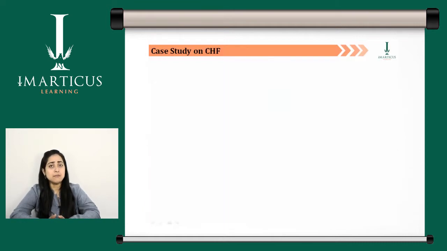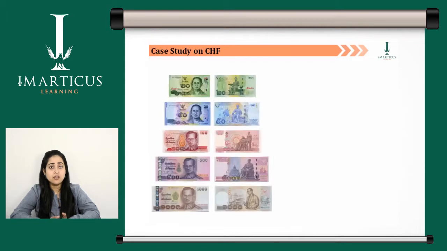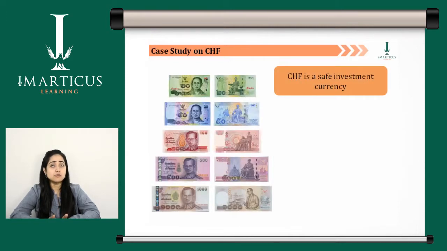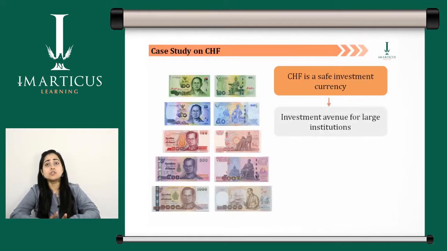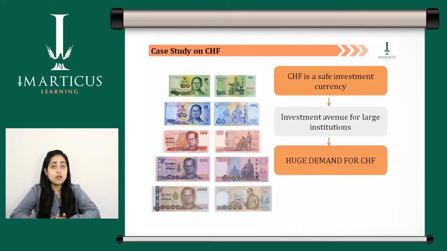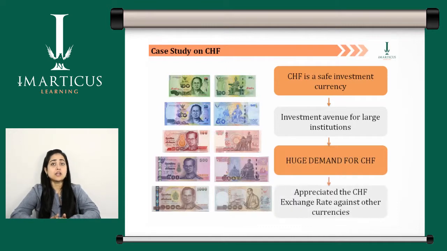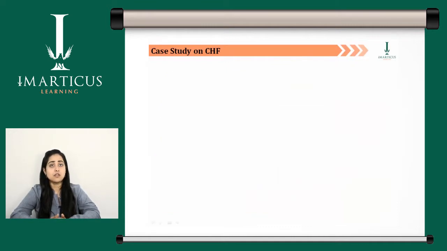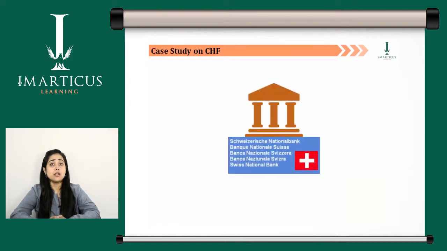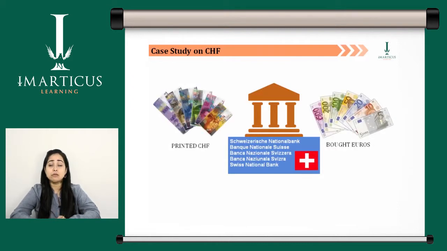Next, let us briefly examine the currency drama surrounding the Swiss franc. The Swiss franc was considered to be a safe investment currency as the budget of the country was fairly balanced. Hence it was used as an investment venue by most of the large institutions. Hence there was demand for CHF, which appreciated the exchange rate against other currencies. To counteract the sudden increase in demand for CHF, the Swiss National Bank, also known as SNB, printed CHF and bought euros to stabilize the currency. An increase in supply of CHF depreciated its value.